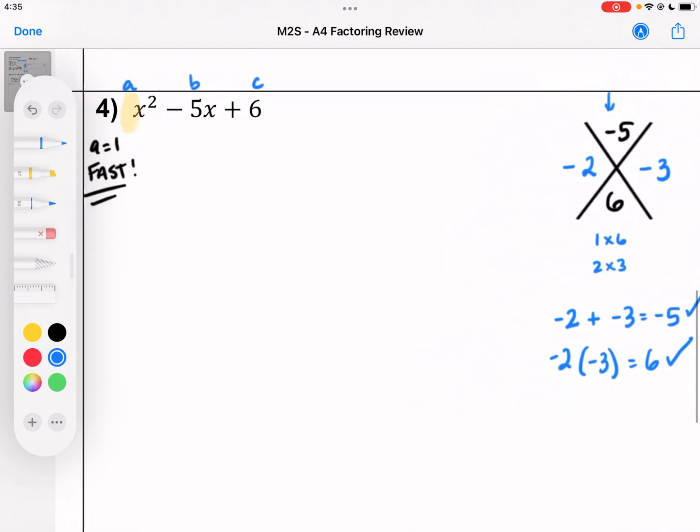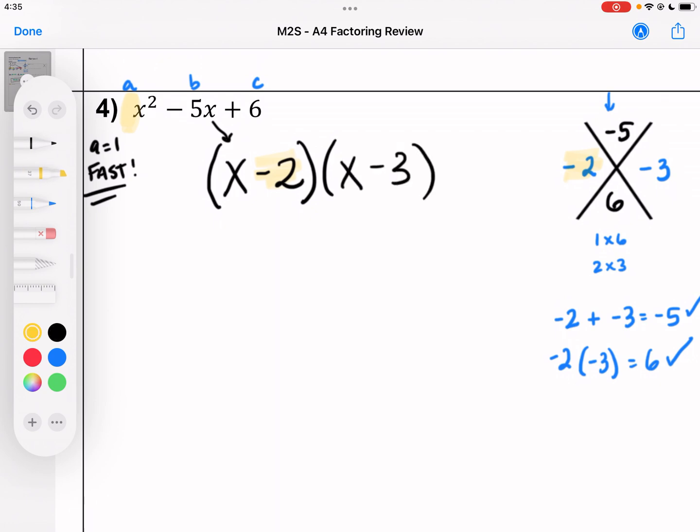All right, so we said this was the fast method. We love the fast method because remember, you just go ahead and write your answer. So you put X because that's our variable. If it was a W, put a W. And then you just pick one of those two numbers you had. So I'm going to do the -2 first. So right there, close that off. The second one would be X, and then this time minus the 3. There's your fast method. You're totally done.